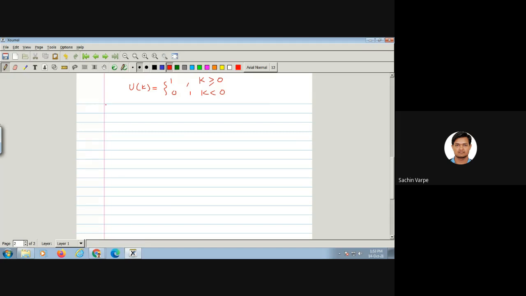So the first column is the function, I'm writing f of z. The second is the inverse z transform of f of z in the region mod z greater than mod a, for k positive. And the next column is the inverse z transform of f of z for the region of convergence mod z less than mod a, with k negative.